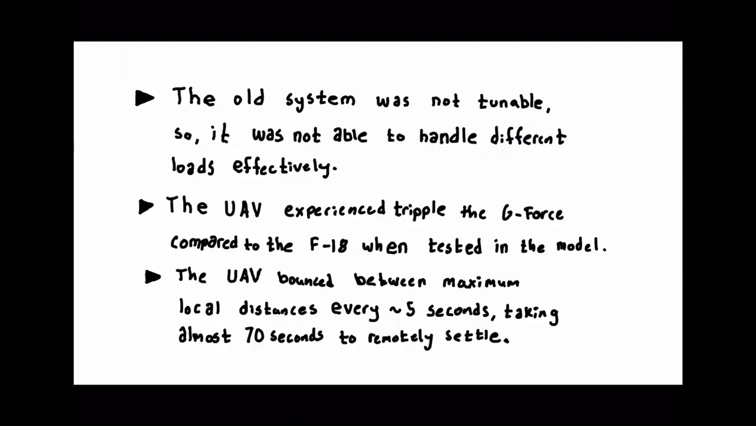the runway. The Navy switched to a new arrestor system because the Mk7 was unable to handle different loads effectively. Based on the model, the UAV bounced between its maximum distances about every 5 seconds for at least 70 seconds. This is unacceptable.